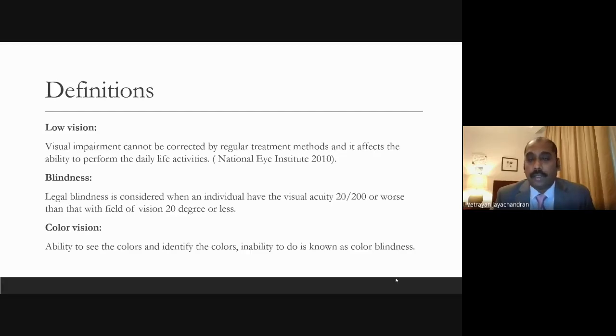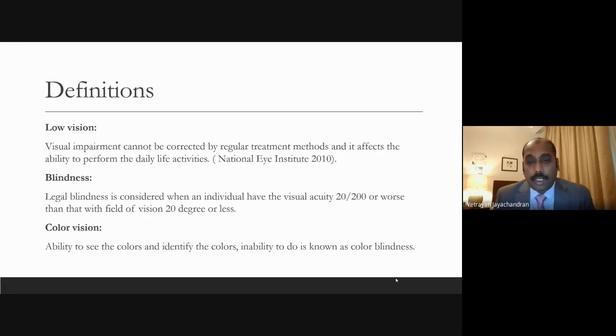So that is called low vision. It is a definition given by the National Eye Institute. Next, we have to understand the definition of blindness. Here we will be targeting more the legal blindness, because when you say it's legal blindness, only then can the patient get the reimbursement process, which can be provided by many of the insurance companies or by the Medicare companies. That's why the term legal blindness has been used.